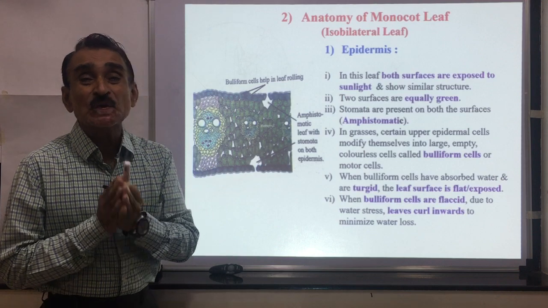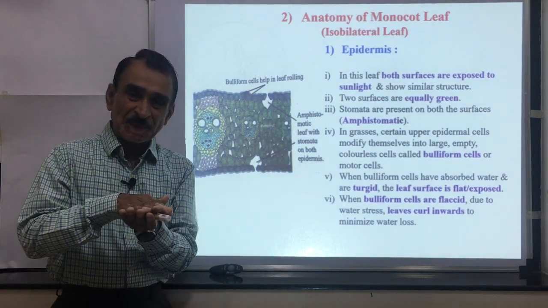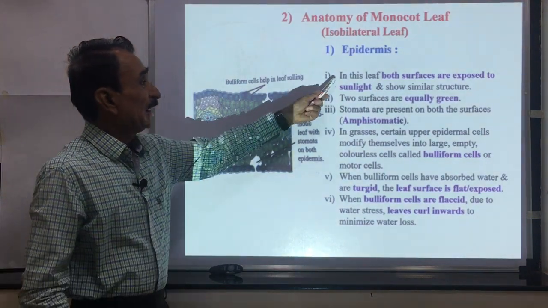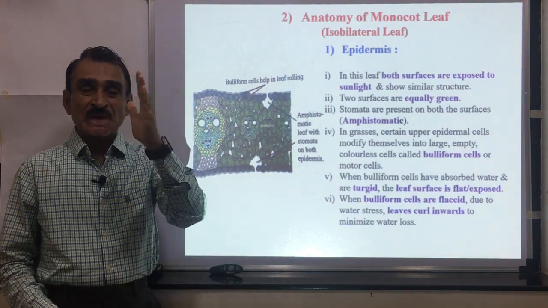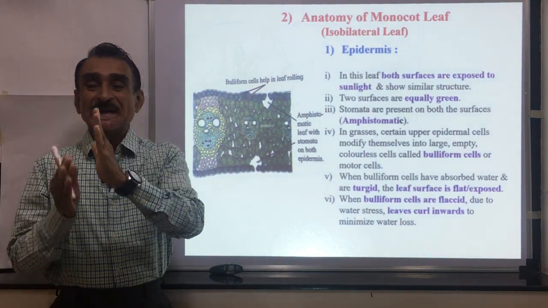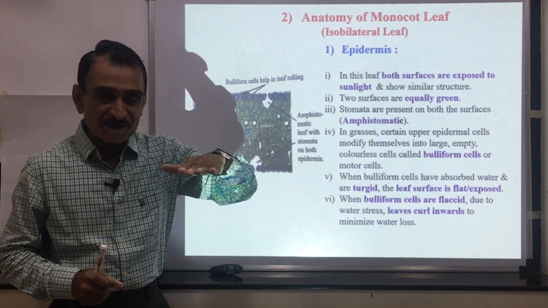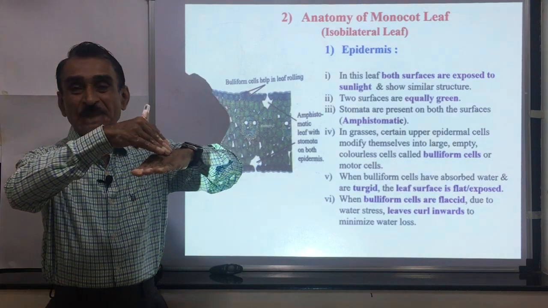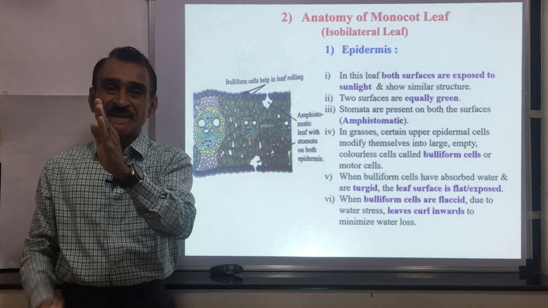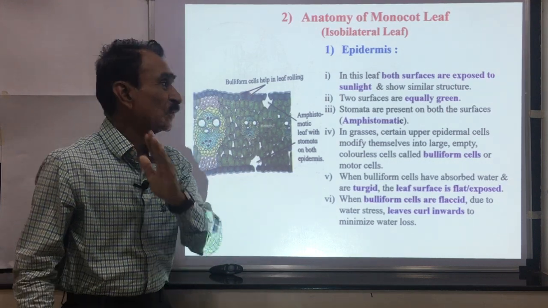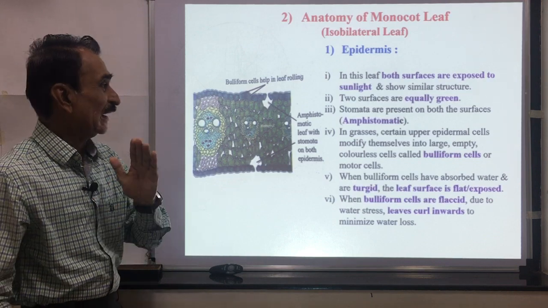This leaf is isobilateral. Dorsiventral means only the upper surface is exposed to sunlight. Here in this case, both the surfaces are exposed to sunlight. If you see jawar, maize, bajra, you can see that the leaf is vertical, and both the surfaces are exposed to the sunlight. While in case of sunflower, only the upper surface is exposed to the sunlight. Where both the surfaces are exposed to sunlight, this is called isobilateral leaf. Examples are jawar, maize, bajra, sugarcane, etc.